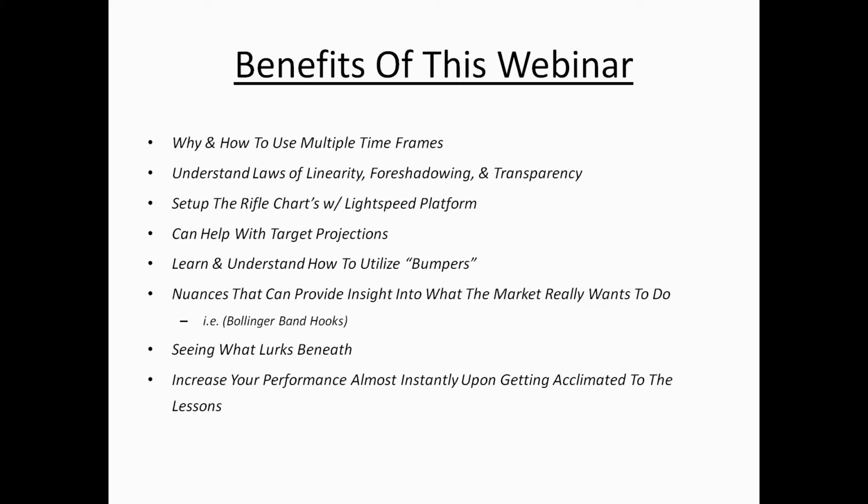The next thing you're going to learn about rifle charts and how they benefit is target projections. Now I know this is a huge, huge advantage because a lot of people understand where to get in, right? Getting in is half the battle. The real important battle is where to get out, right? What's a good place to get out? This way you don't regret later on. Did I get out too early? Did I get out too late? All this will be eliminated by utilizing the rifle charts.